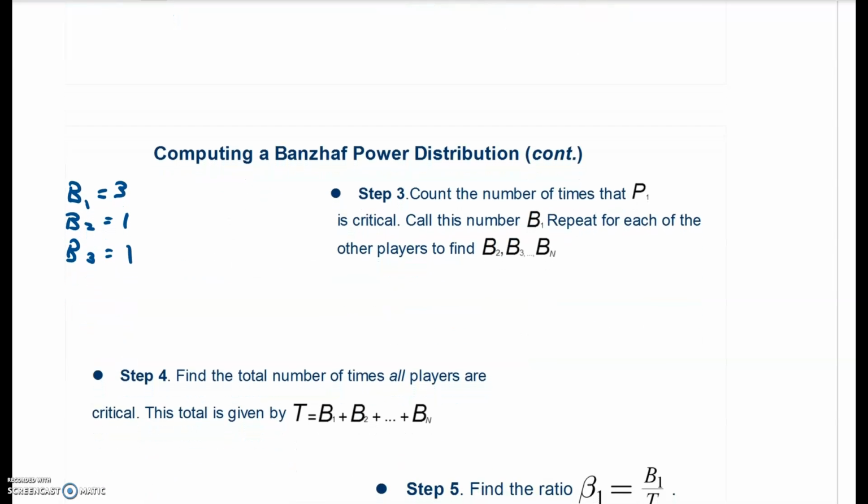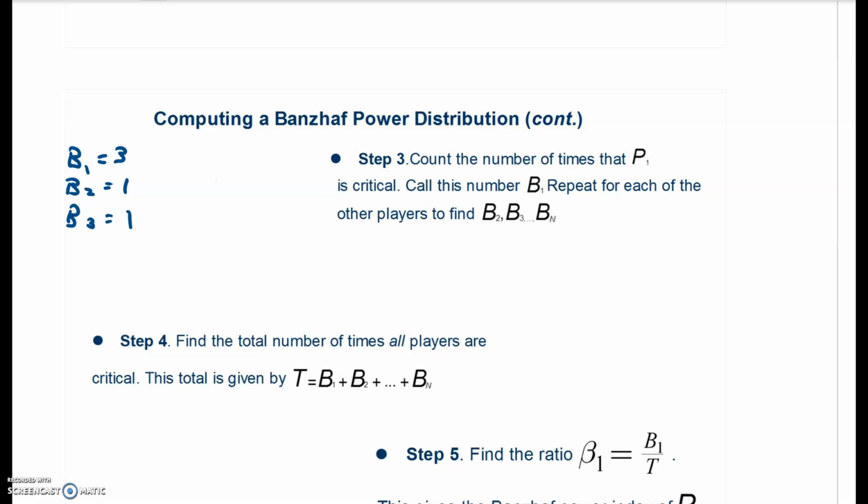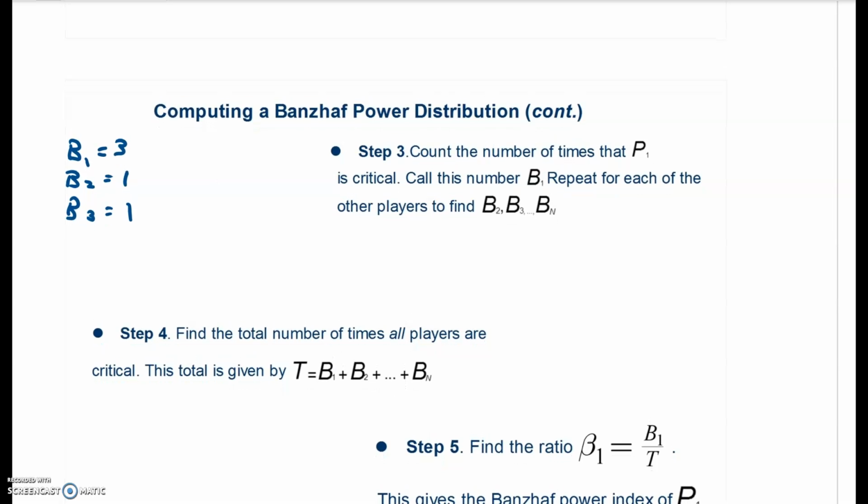Next, what we're going to do is find the total number of times all players are critical. We do that by just summing the Banzhaf numbers. 3 plus 1 plus 1 is 5. So my total here is 5.